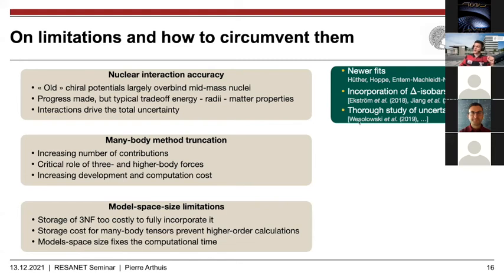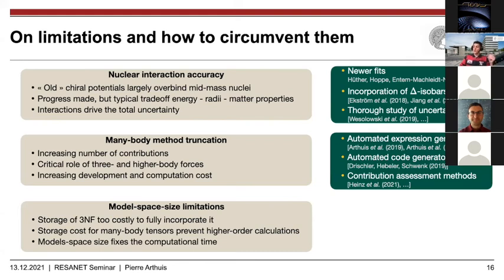People have started looking more thoroughly at the uncertainties linked to our interactions as well, to be able to gauge where we have progress to make in our fitting methods, etc. Then in terms of the many-body truncation, as I was saying, you have more and more diagrams that you need to take into account. And actually, I've been working with other people on designing an automated expression generator, a code that just gives you the expression you need to compute at a certain order, such that you don't have to derive everything by hand.